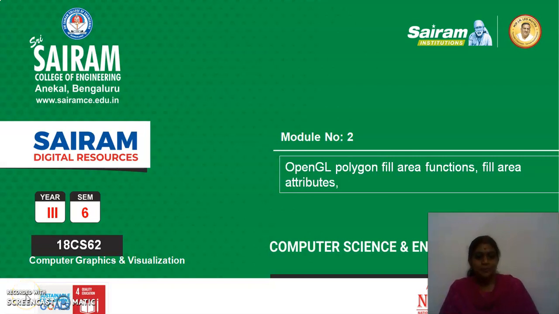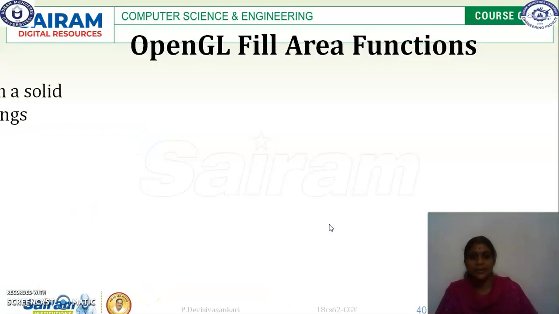Hello students. In this video we are going to see the different polygon fill area functions. What are the different functions that are used for polygon fill, and the attributes? We already know what an attribute is. Attributes are nothing but the color, thickness, as well as the pattern to be filled inside the polygon. So we first start with the OpenGL fill area functions.